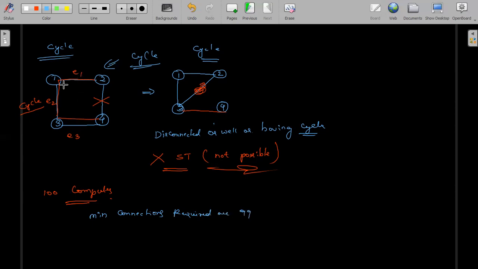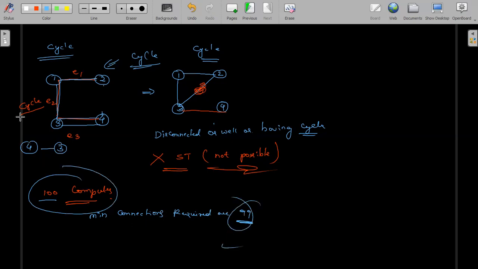See here, how many computers are there? 4. To connect all the computers, how many connections are required? 3. Like this, if you have 100 computers, the minimum connections required is 99. See here, from 1 to 2, again 1 to 3, 3 to 4. Remove this, not required. Remove this, not required. It's a spanning tree. This is what we call a spanning tree. I said it very clearly: if you have 100 computers, 99 connections are required to connect all the computers.